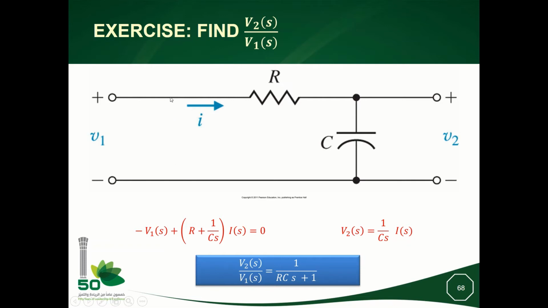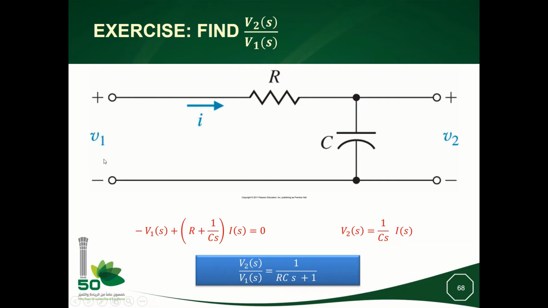It's like I have V1 and I have two elements in series, and I have a voltage across the capacitor C. So V2 reads as the impedance of C, which is 1 over Cs. This is the impedance of the capacitor. So V2 will be the impedance of the capacitor divided by R plus the impedance of the capacitor.